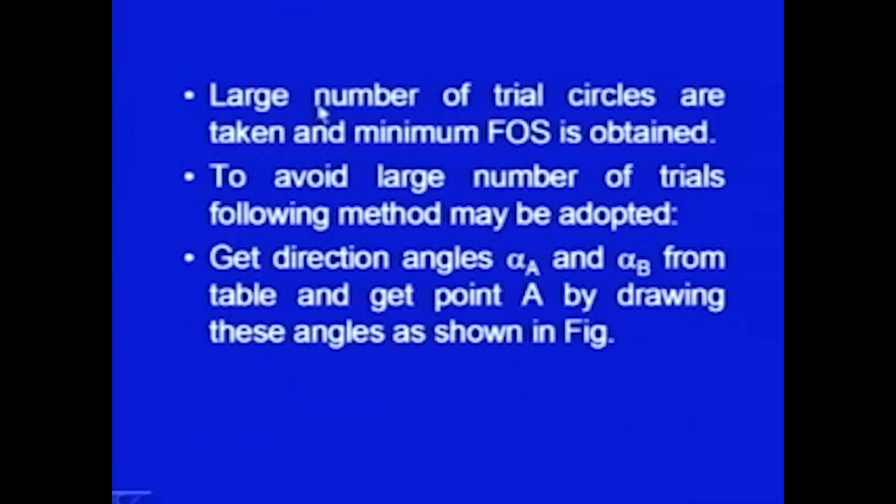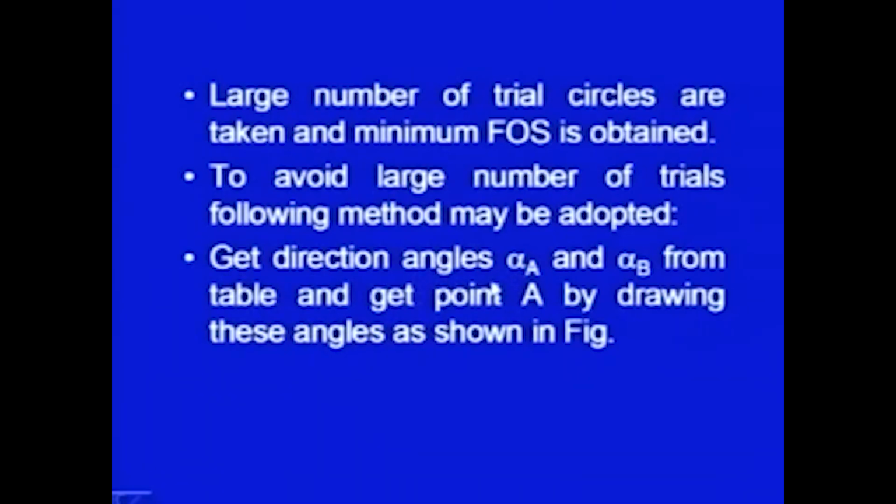Now, again a large number of trial circles are required to be taken, and out of those we will select the minimum factor of safety, and that is going to give you the critical circle and the factor of safety. Here you have seen that not only in this graphical method, but also in the analytical method we have to take a large number of trials. So, here is an approximate procedure which can reduce those large number of trials. To avoid the large number of trials, the following method is adopted.